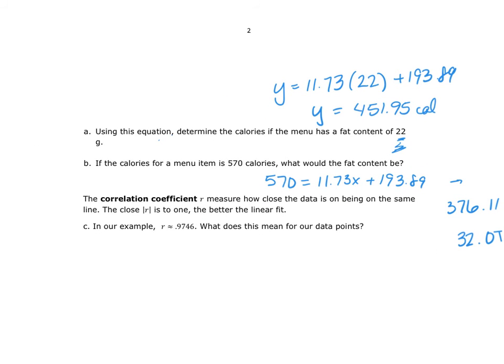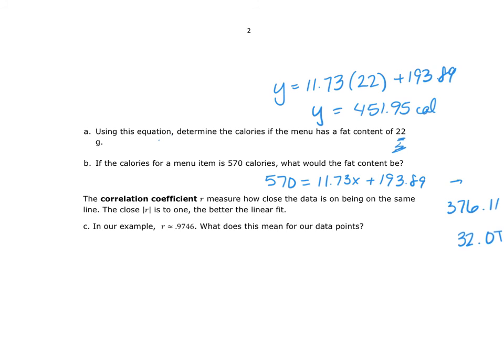The correlation coefficient is the other thing we need to worry about. The correlation coefficient R shows you how close the data fits on being on the same line. The closer the absolute value of R is to 1, the better the fit. In our example, our R was 0.9746. That means that our line of best fit is a good representation of the relationship between the fat grams and the calories.